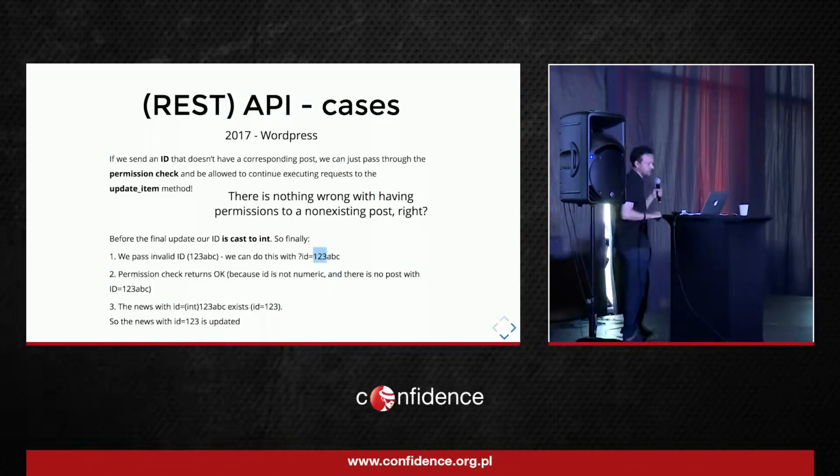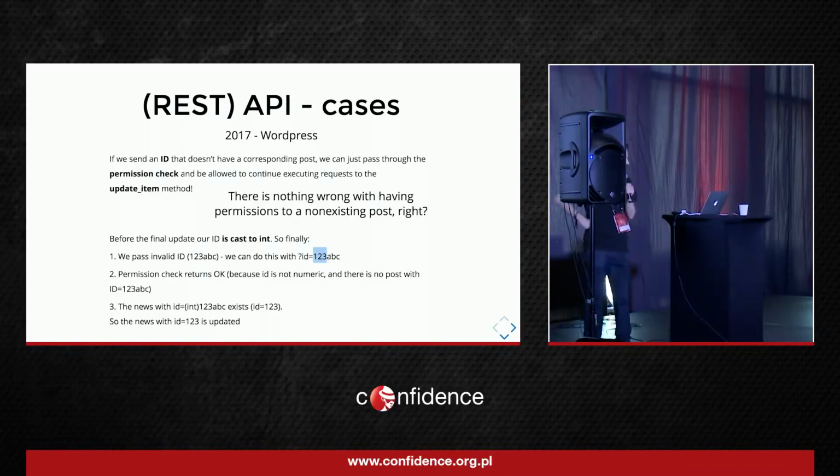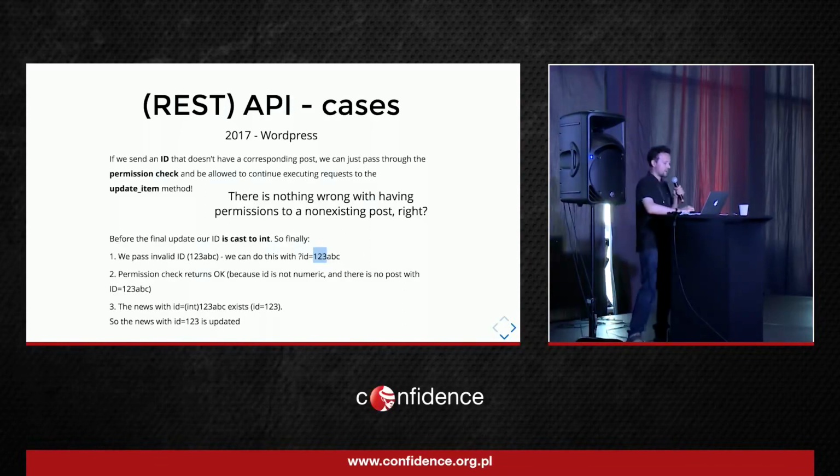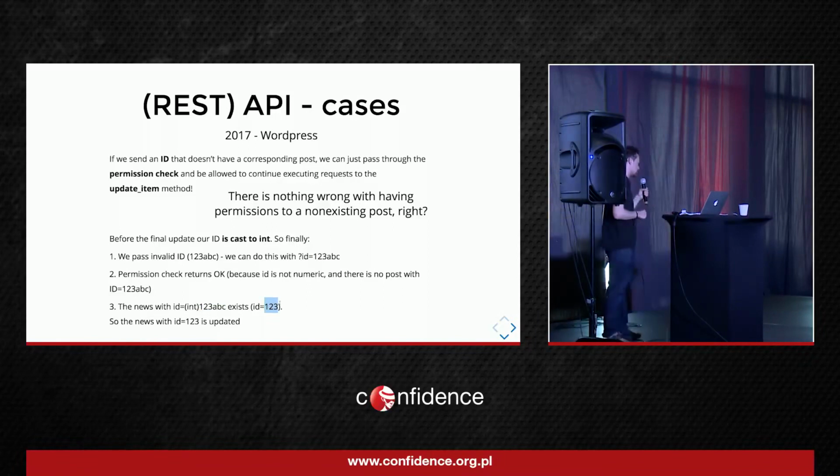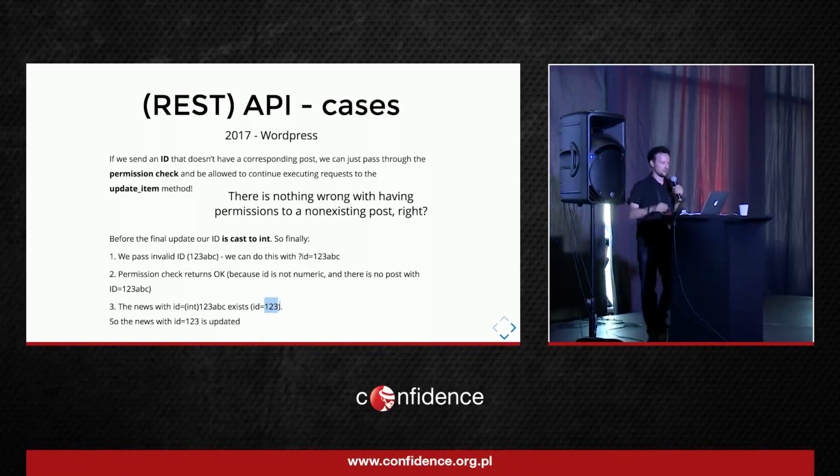Nothing wrong. But the core of this problem is here on point 3. So just after the final update, they cast this value into integer. So we have rights to edit this 123ABC, but now it is 123, and the post is edited. There were different botnets which exploited this vulnerability and published malware or something like this on many different WordPress sites.